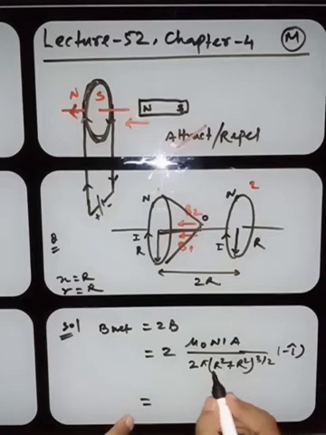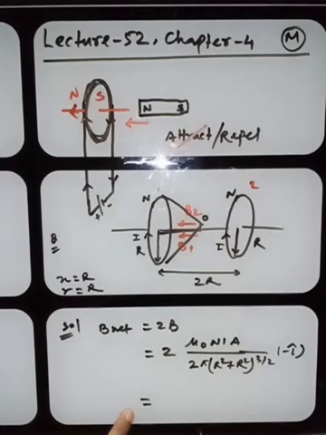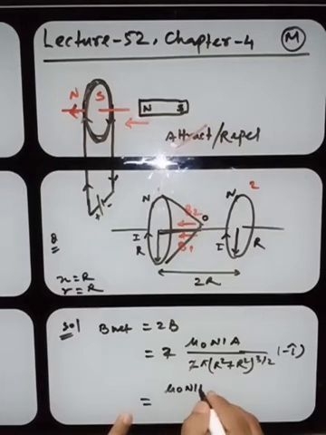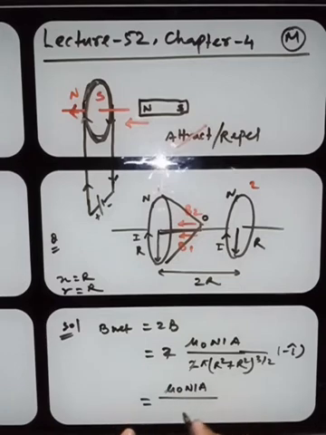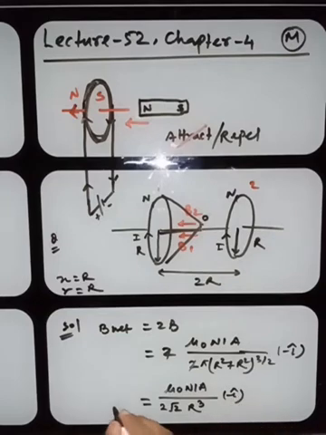Now it is mu naught N I by this one. So let us solve. 2 will be cancelled out. Mu naught N I A divided by 2 r square, to the power 3 by 2, that is 2 root 2, and r cube, in the minus i cap direction, and this is your answer.